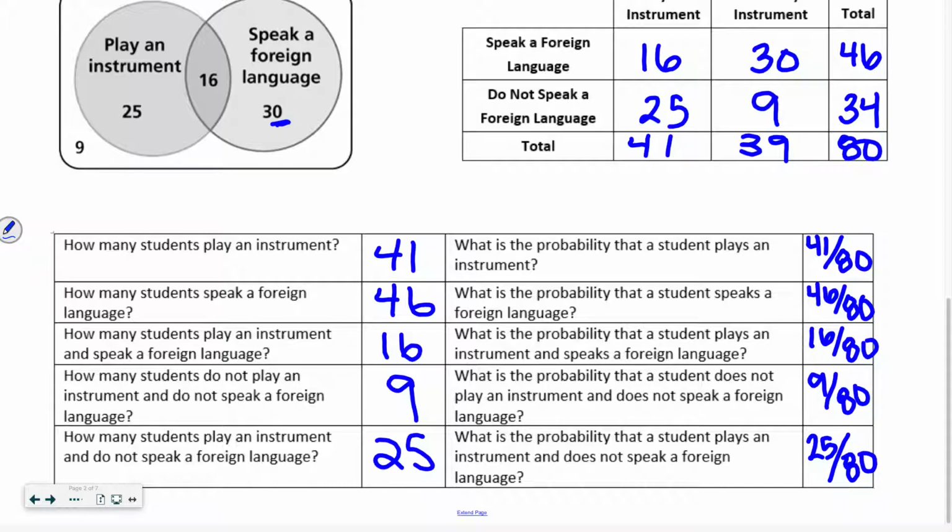For these, do you want to simplify the fraction? Yeah. Just like normal, if it was your final answer, you'd simplify the fractions, or you can write them as decimals, whichever you prefer.